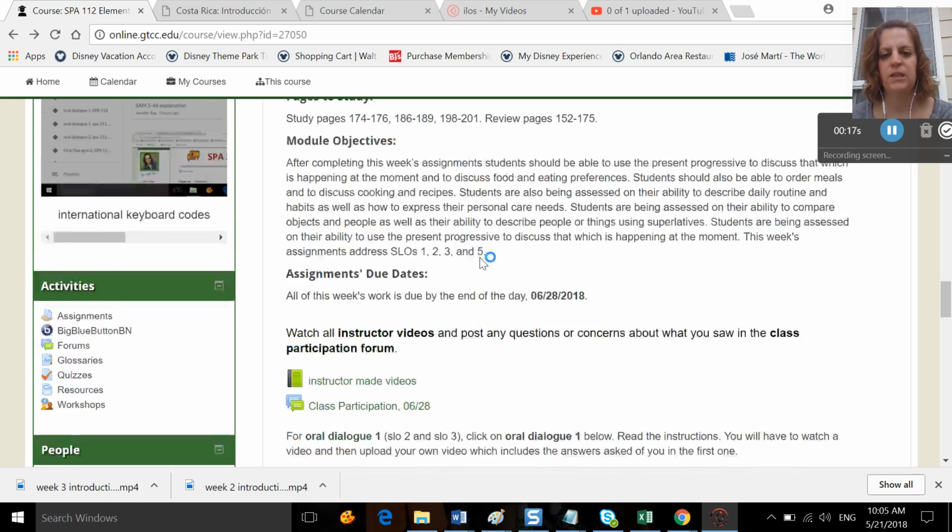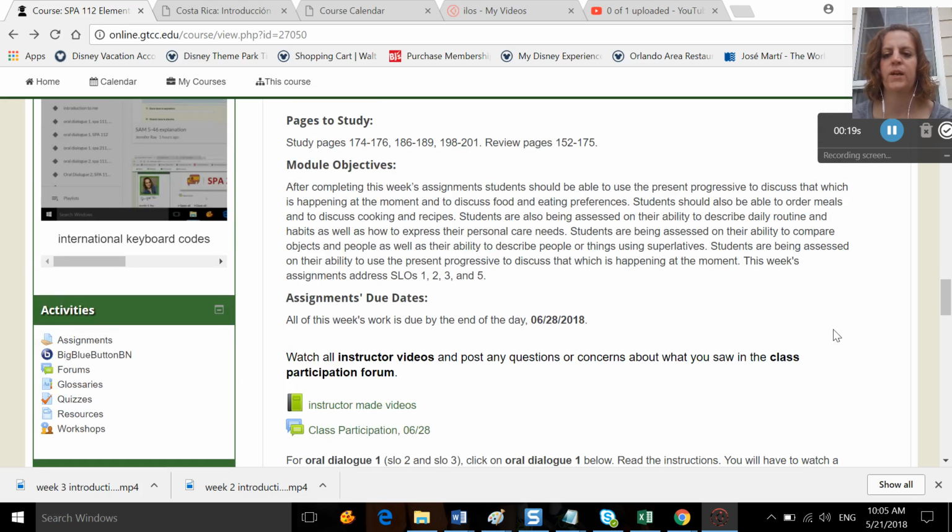After completing this week's assignments, you should be able to use the present progressive to discuss that which is happening at the moment and to discuss food and eating preferences. You should also be able to order meals and to discuss cooking and recipes. You are also going to be assessed on your ability to describe daily routines and habits, as well as how to express your personal care needs.